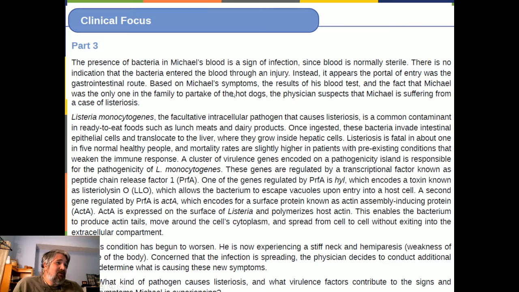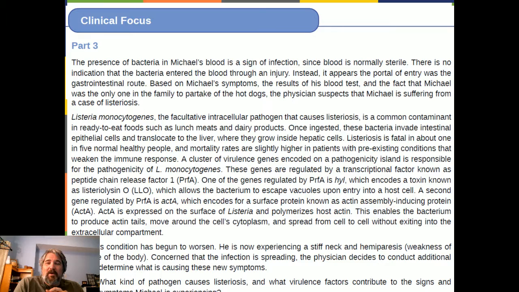Based on Michael's symptoms and the result of the blood test, and the fact that he was the only one in the family to partake of the hot dogs, the physician suspects that Michael is suffering from a case of listeriosis. Listeria monocytogenes is a facultative intracellular pathogen that causes listeriosis. It's a common contaminant in ready-to-eat foods such as lunch meats and dairy products.